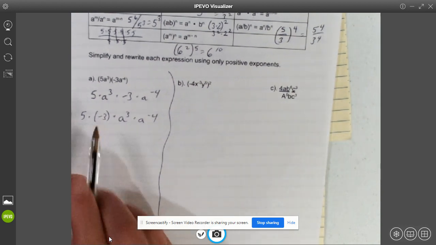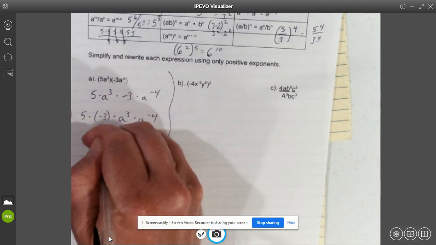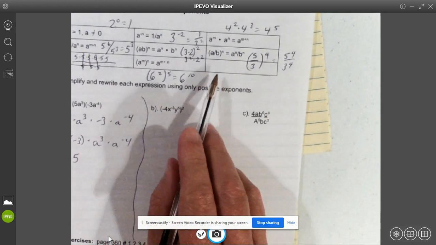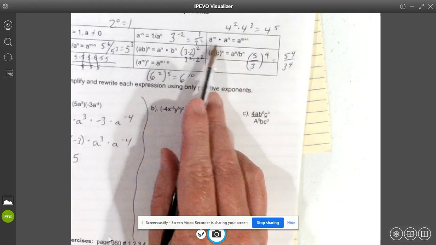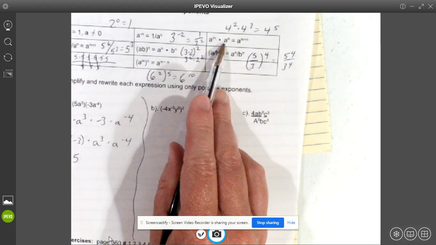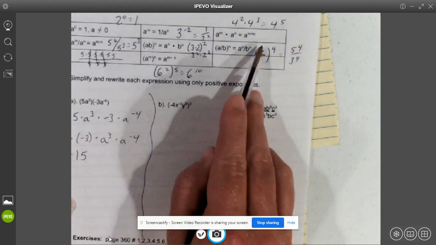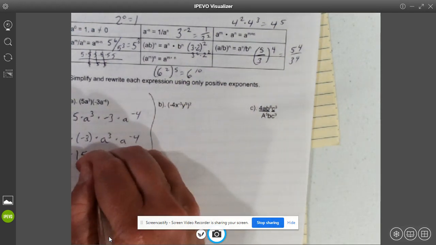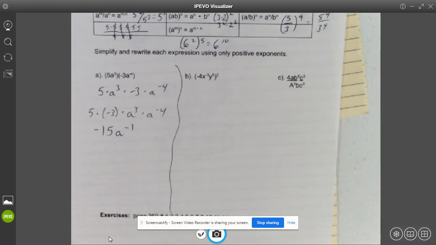I can do 5 times negative 3. That's negative 15. And a to the third times a to the negative fourth, well, according to this property right here, if I'm multiplying things with like bases, which I have here, I can add the exponents. So 3 plus negative 4, that's a to the negative first. So I get negative 15 times a to the negative first.